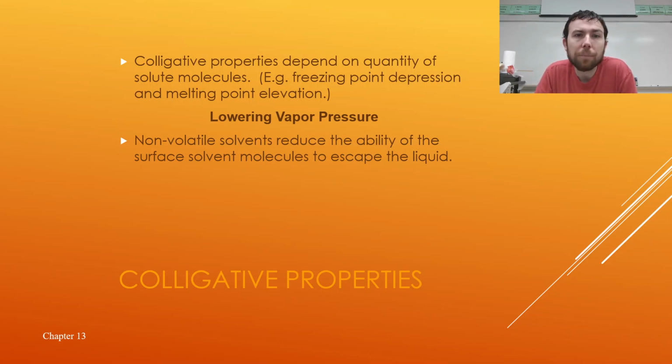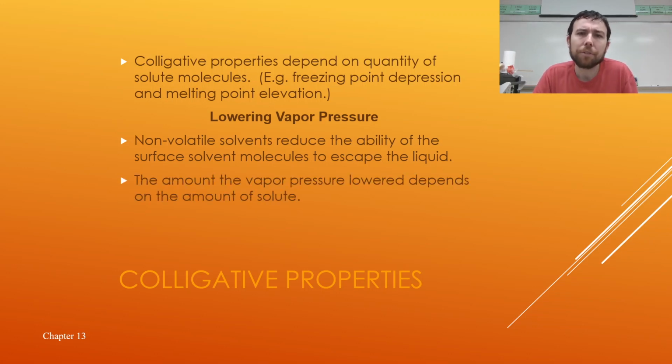And so what this is communicating is that if you add in something that's non-volatile, something that doesn't evaporate readily or convert to the vapor phase readily, then it's going to prevent the surface molecules from being able to escape the surface of the liquid. That's what we're communicating here.